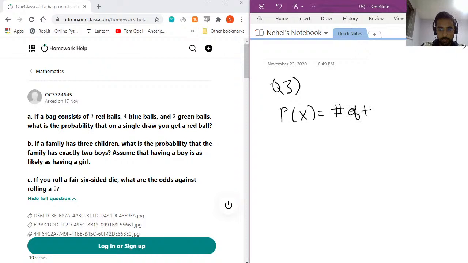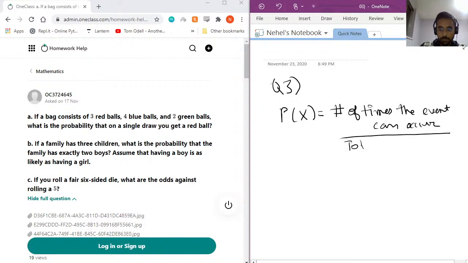the number of times that the event can occur, divided by the total number of events. So with that in mind, we can look at the first question.